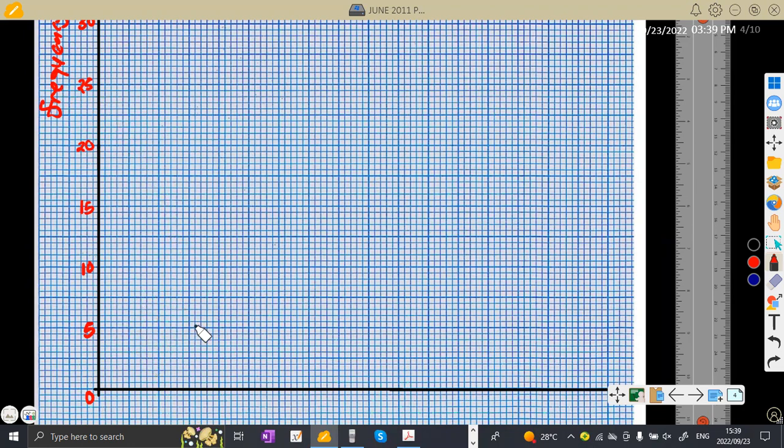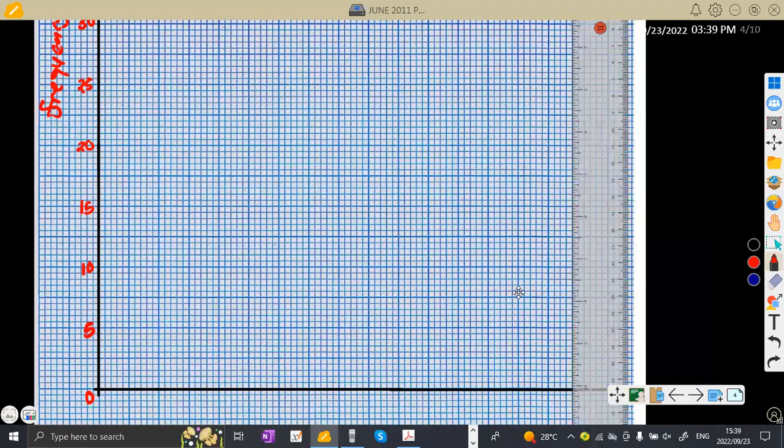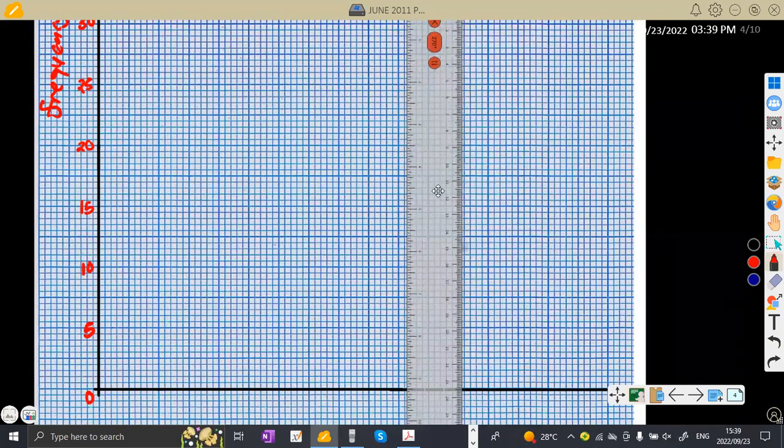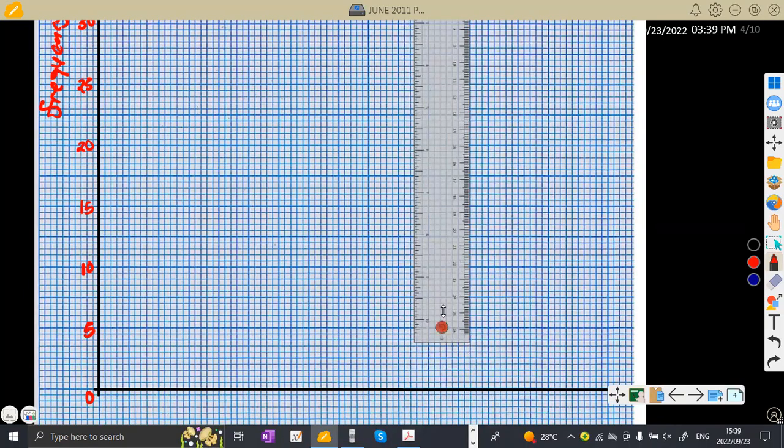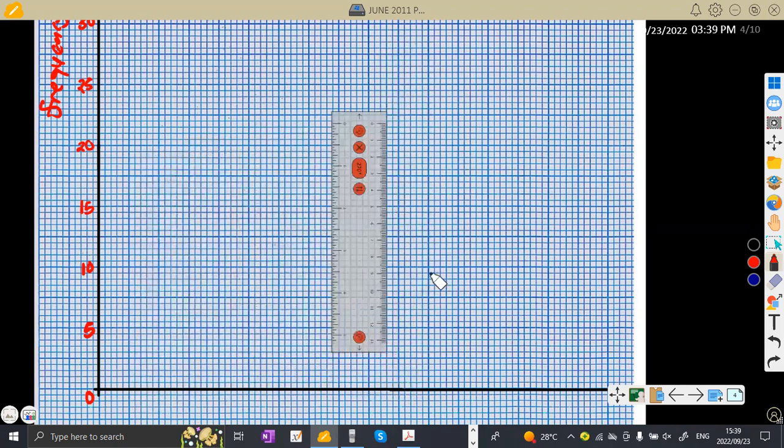Okay, so like I said, you're going to maintain the number of boxes. The bars are supposed to have the same thickness and be separated evenly throughout. The first one was grade A, and grade A corresponds with 10. So you're going to just mark here, like this. Let me just reduce my ruler a little bit. So this is your grade A.